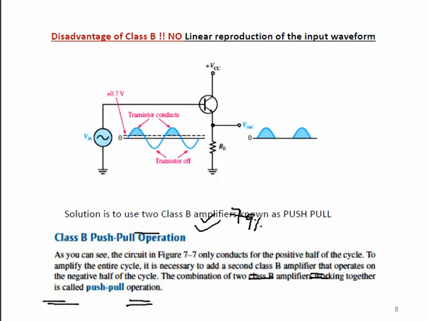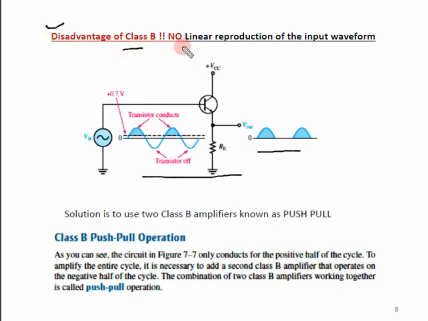Now this typical class B amplifier circuit is given. This is the output of the class B amplifier. Now we see the disadvantage. What is the disadvantage of the class B amplifier? There is no linear reproduction of the input waveform. So this part of the waveform is missing.